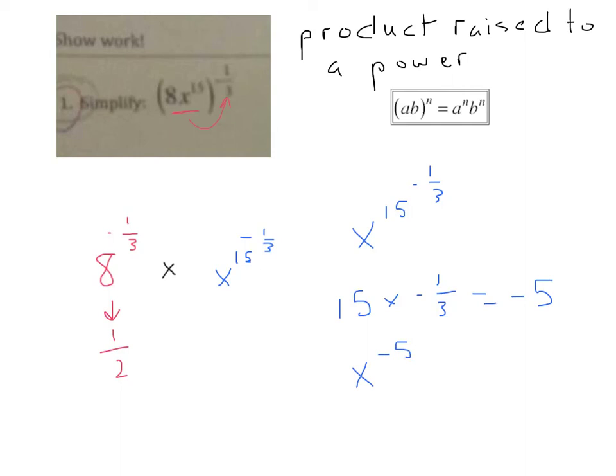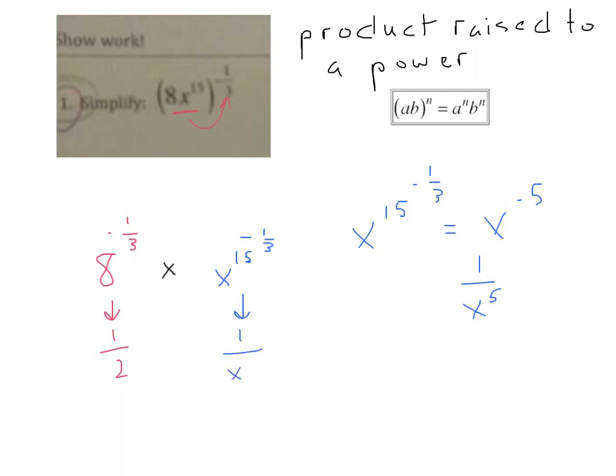And go ahead and pause the video now and see if you can remember what we do when we have negative exponents, and then you can restart it when you think you figured it out. So x to the negative 5th is just 1 over x to the 5th. So now we've simplified this term, which is 1 over x to the 5th.